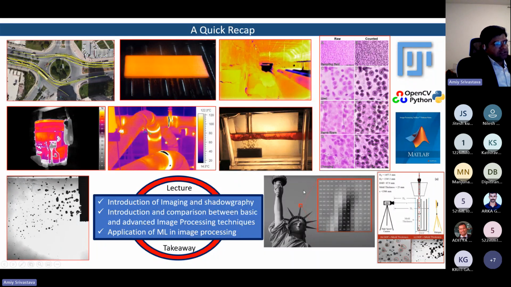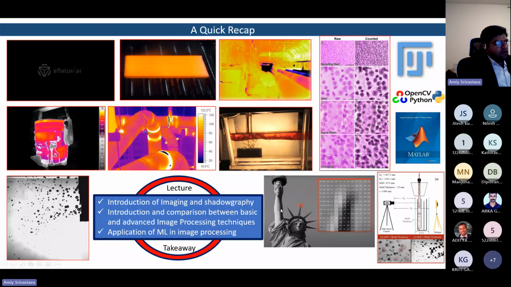Then we talked about what an image is, how an image is segmented and how the image is studied. Basically, an image is a cluster of pixels. And then what depth of field was, what software can be used to process the image, and what the applications of image processing are. Those things we learned yesterday.